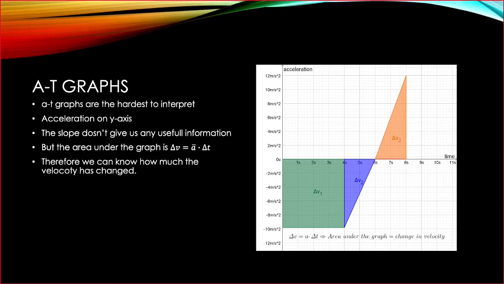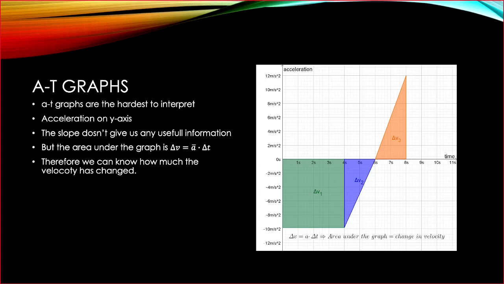So from this graph we can also see, for the green area, we have basically minus 10 multiplied by 4. That's about minus 40. That means that we will decrease our velocity by 40 meters per second during that time. The next piece we have, 4 to 6, that's 2 seconds.